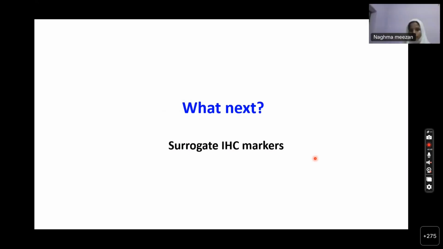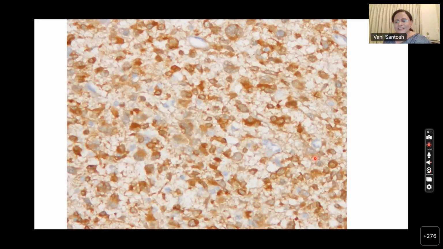We are going to use surrogate IHC markers. So do you know of any surrogate IHC markers? You gave away the diagnosis initially. We can use IDH. Very good. Then P53 we can use. Very good. And then we can use ATRX. Very good. Excellent. 100 marks for you. For this particular question, you've got full marks. Thank you, ma'am. So this is the first slide.